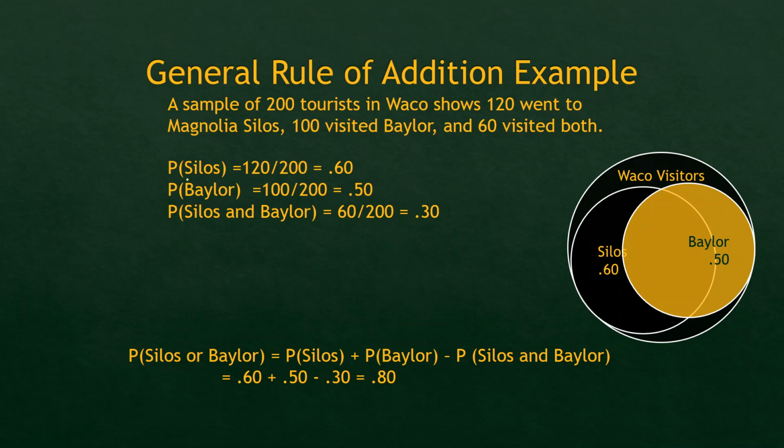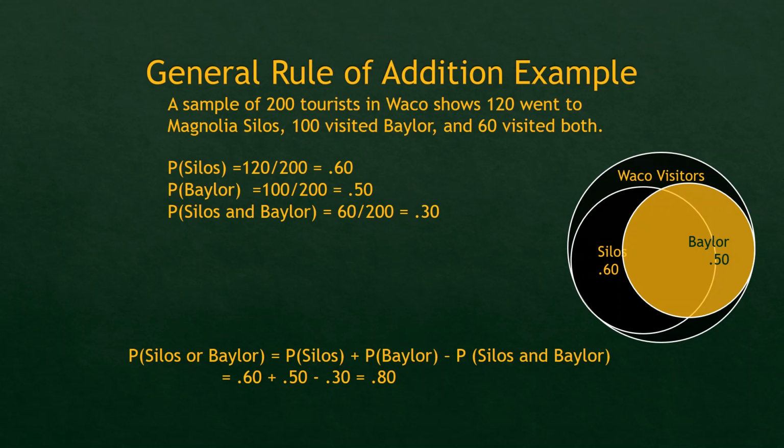Okay, so here is a slide on the general rule of addition. This is an example. Here we've got a sample of 200 tourists in Waco. It shows 120 went to the Magnolia Silos when they visited Waco, and 100 visited Baylor, and 60 visited both. So you can see right here you've got 100% of the Waco visitors, 60% of the silo, and 50% visited Baylor. And there's this sweet area right here, which is a joint probability area where 60 out of the 200 visited both Baylor and the silos.